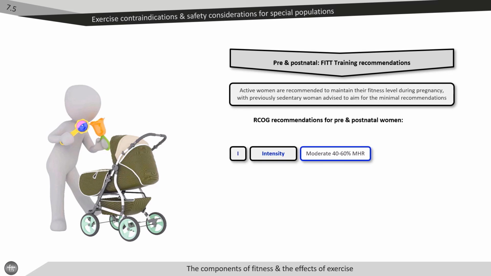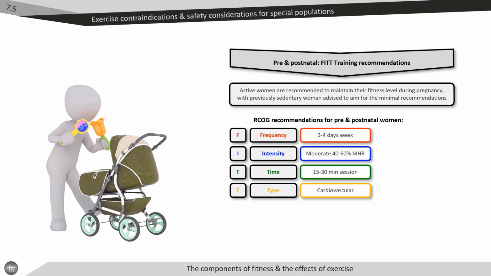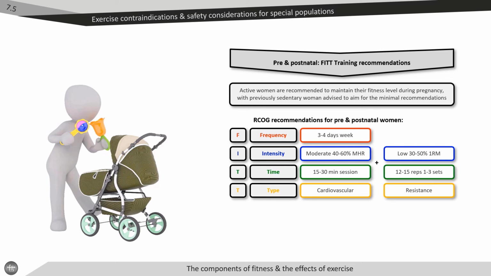include moderate intensity between 40 and 60% of maximum heart rate for cardiovascular activity of around 15 to 30 minutes 3 to 4 times a week, with the addition of low intensity resistance training of between 30 and 50% of 1 repetition max for 12 to 15 repetitions over 1 to 3 sets, balanced across the major muscle groups between 2 and 3 times a week.